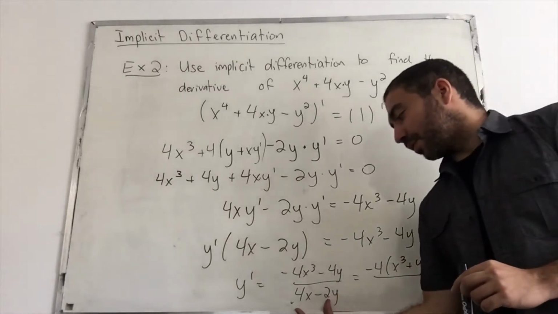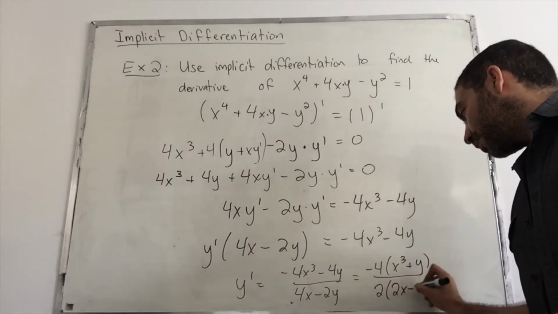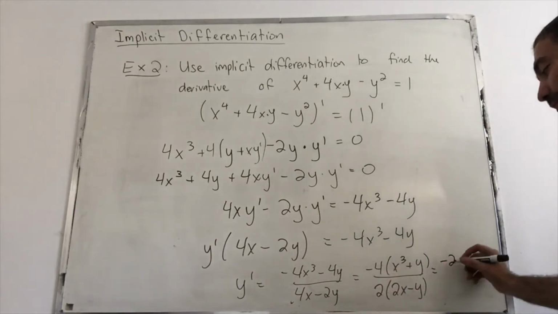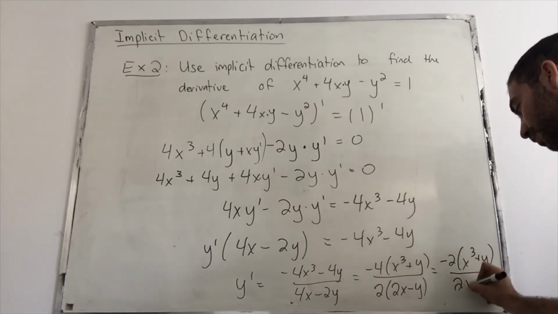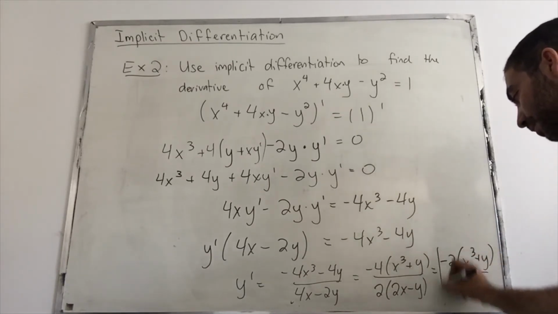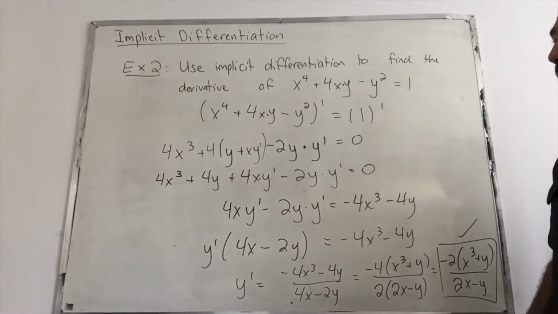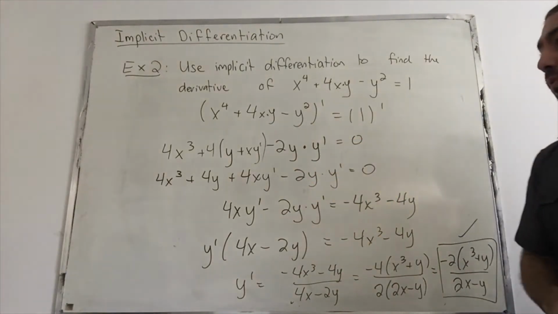And if we factor out a 2 on the bottom, we get 2x minus y, leaving us with negative 2 on top. Negative 4 divided by 2 is negative 2. So negative 2x cubed plus y over 2x minus y. And this is the final answer. This is our derivative. Okay, so as you can see, implicit differentiation requires practice, especially with the product rule.